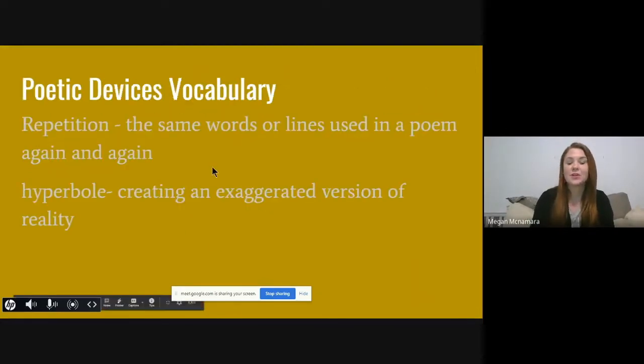Let's talk about what those are. So get out your chart and let's add those 2 words, repetition and hyperbole, to our chart. And let's define them. Repetition: the same words or lines used in a poem again and again. And today our poem will have examples of repetition. Next, we have hyperbole, which is creating an exaggerated version of reality.